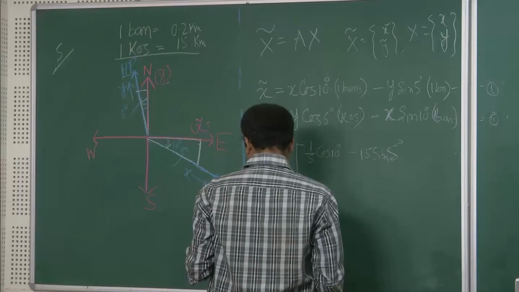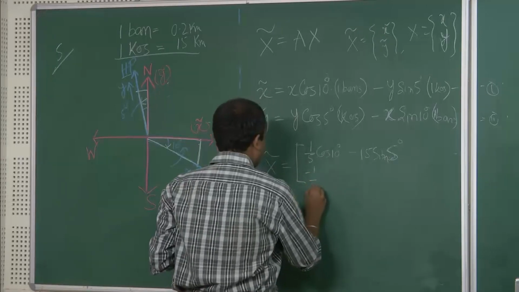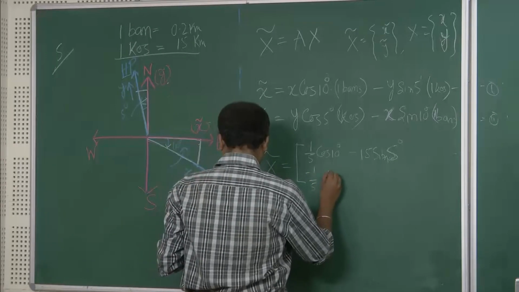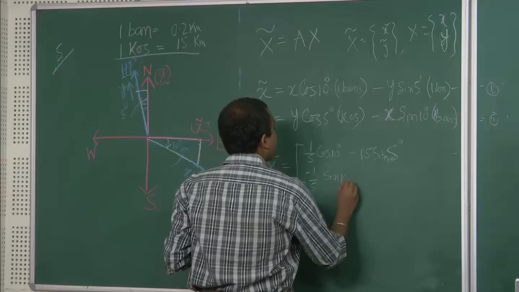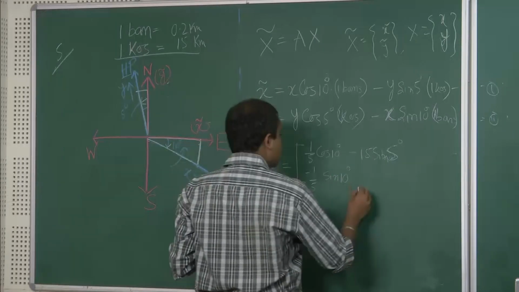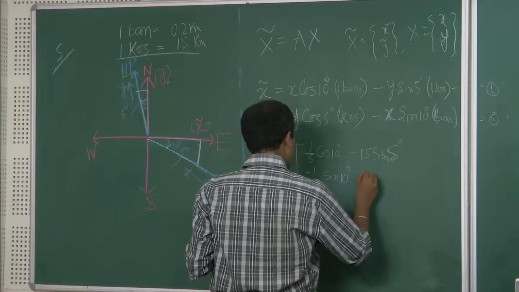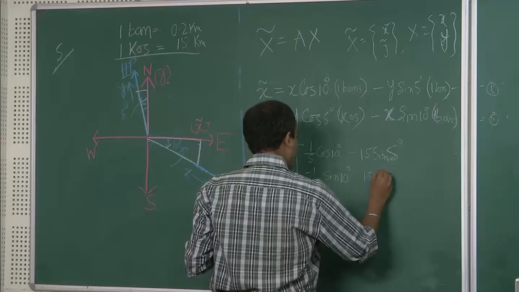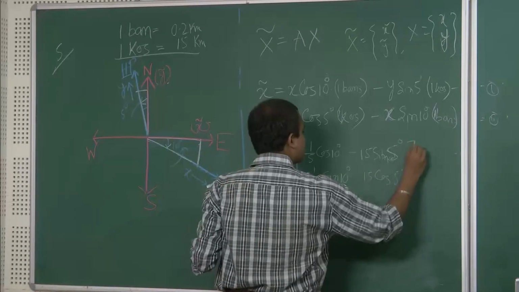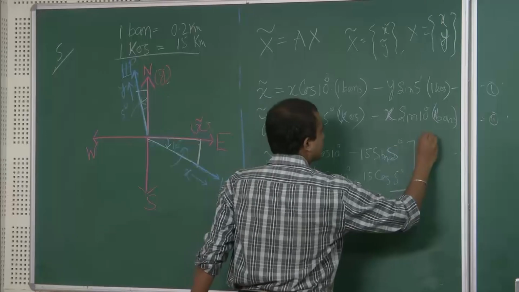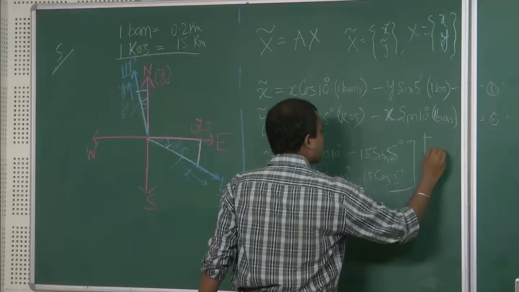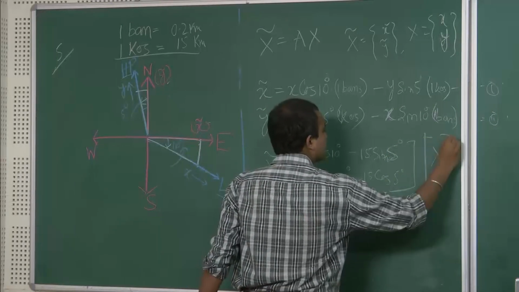Sine 5 degrees is minus 1 by 5 sine 10, minus 1 by 5 sine 10, 15 cos 5 degrees. So, that is what you get. So, basically this is x.